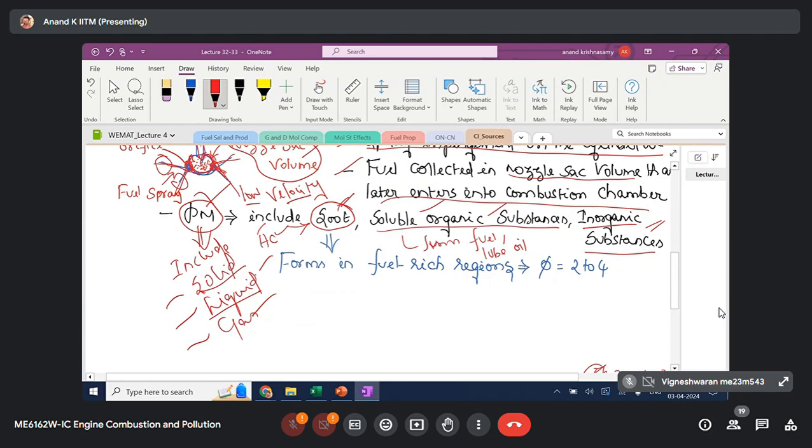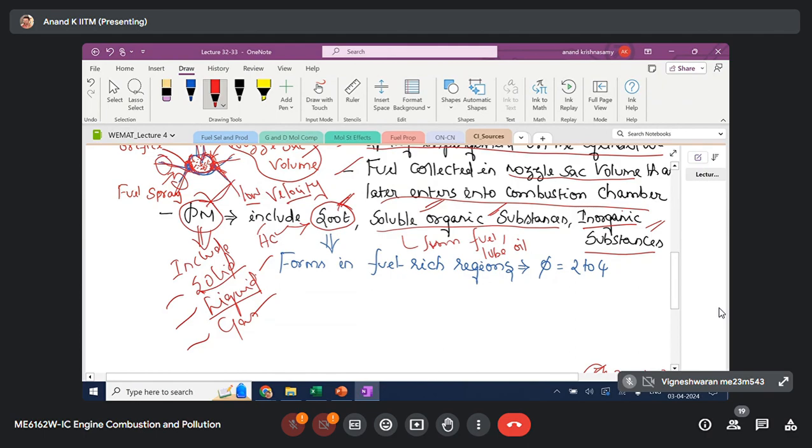Okay, the primary component is soot. If you could control soot formation, then you can avoid these other two. So the target for controlling particulate matter should be on the soot. We should avoid excessive soot formation, otherwise you will have these other substances getting through the soot, and then it will be let out into the atmosphere, everything put together as particulate matter. This is what is being emitted from diesel engines.